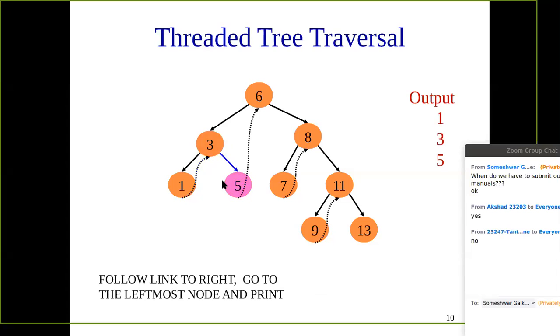Now here we are having the original link. Follow the link to the right and then move towards the leftmost side. But here we don't have the left node, so we are simply printing this 5 and again follow the link. So we'll simply follow the link. We are coming at this node.